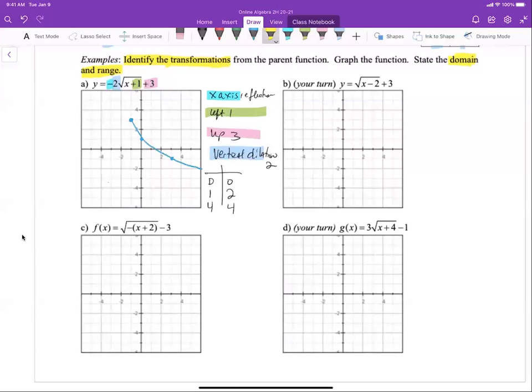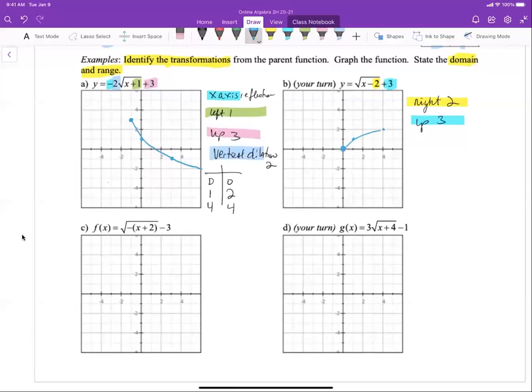We'll take a look and see, okay, I have a 2. This 2 is under the radical, so it's before the function rule. So we're going to go to the right. That's horizontal. We're going to go right 2. I have a positive 3, so I am going to go up 3. So remember the original parent function starts here, goes up 1, over 4, goes up to 2.